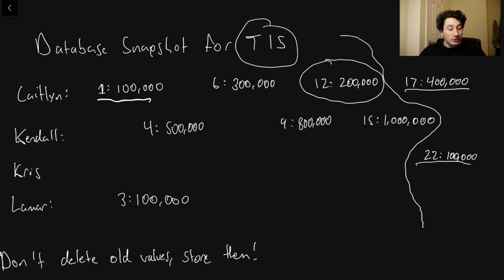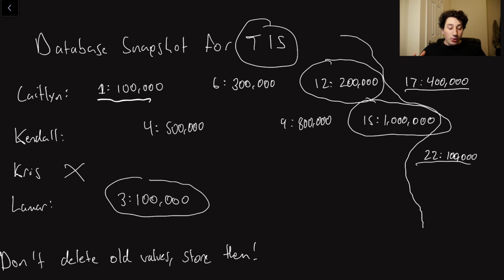So she has $200,000. In the case of Kendall, it was the write at transaction 15, so she has $1 million. In the case of Chris, that key was only written at transaction 22 in the first place. So at transaction 15, Chris doesn't even exist. There's no row for Chris in the database. And then finally, for Lamar, it was only written once at transaction 3, and there's going to be 100K.